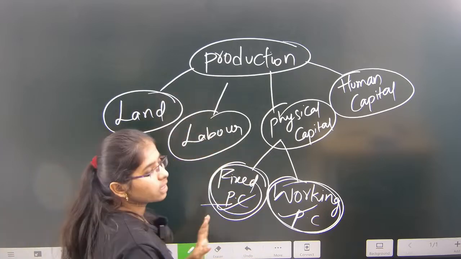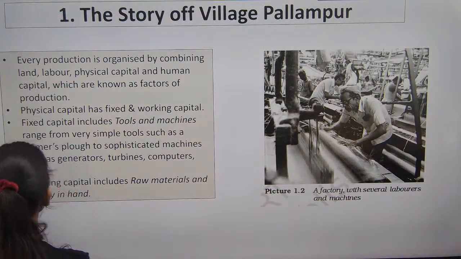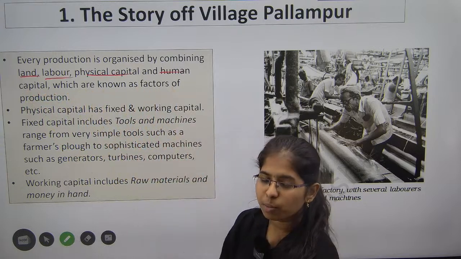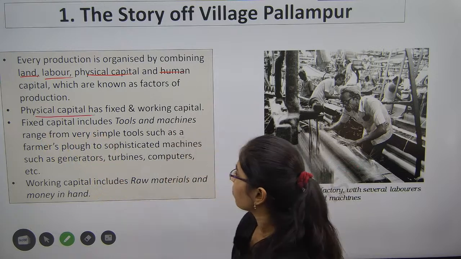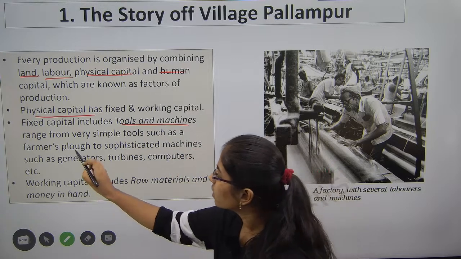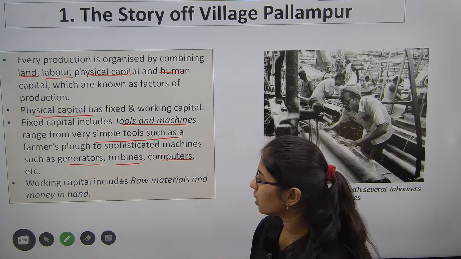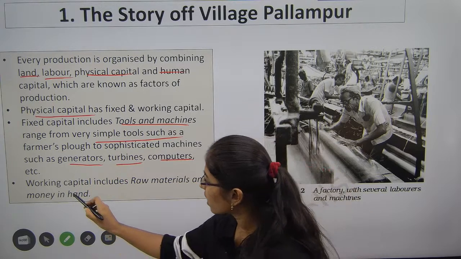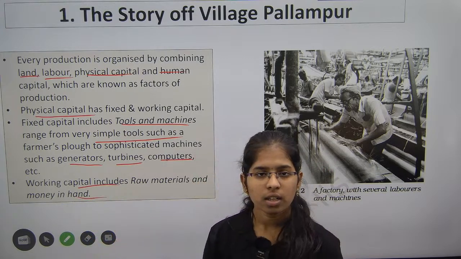Here these 4 were the factors of production. See here, land, labor, physical capital and human capital were the factors of production. See, physical capital, the tools, whatever the tools and machines and simple tools such as generators, turbines and computers, these were constituted under fixed physical capital. And working capital, it was like raw material and money in your hand constitute the working capital.